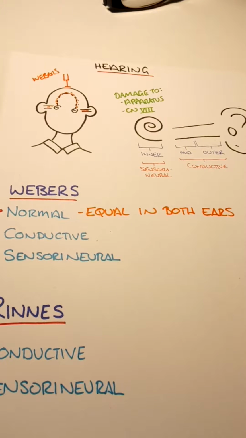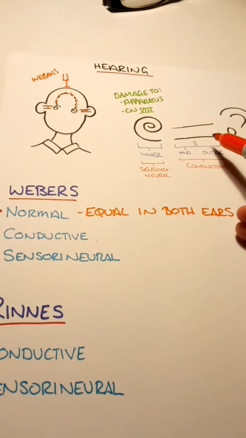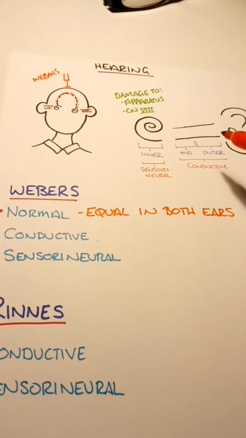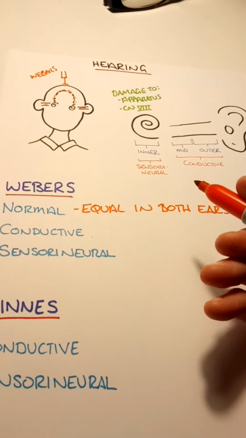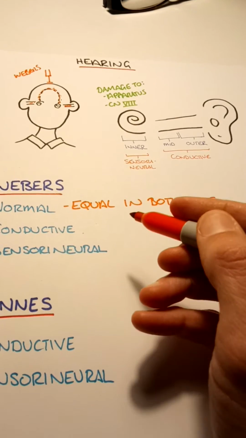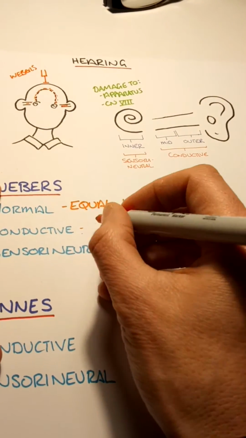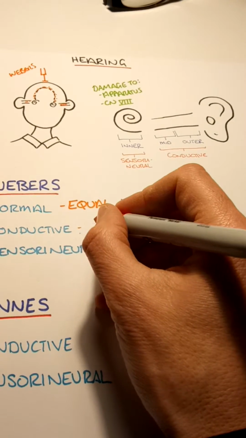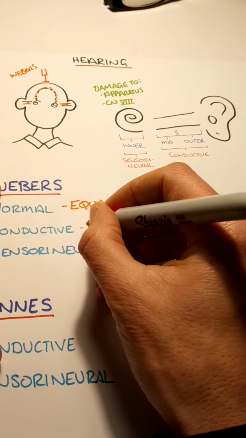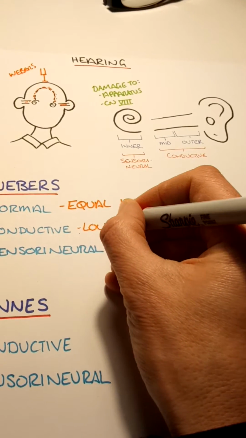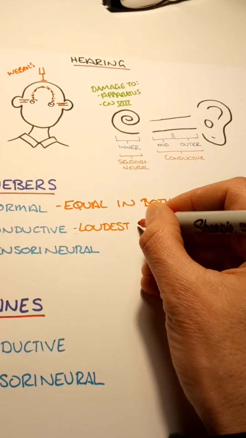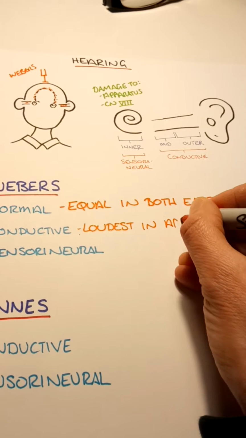If you have a conductive loss, so this is your middle or outer ear, the sound is loudest in the affected ear. Now this is the confusing bit, because you'd think that wouldn't be the case. Conductive hearing loss is loudest in the affected ear.